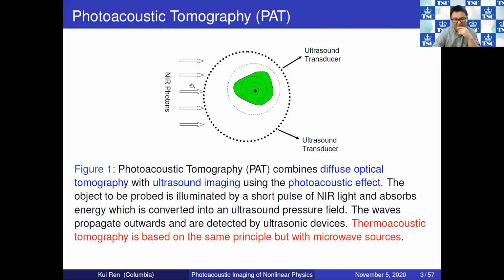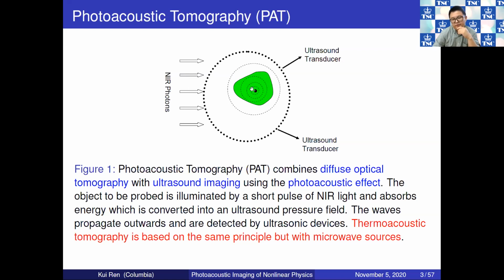Just for those who don't know this business, this is a method that was developed one step further from optical tomography, where you send near-infrared light into tissues and measure the acoustic waves that come out of the tissue. From that, you want to reconstruct the optical properties of the medium. This phenomenon is called the photoacoustic effect.